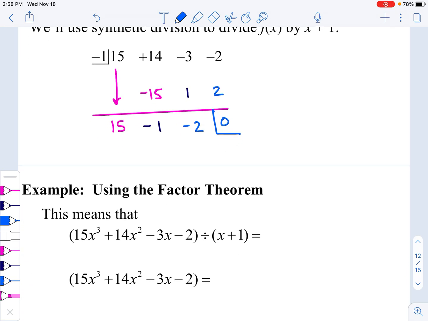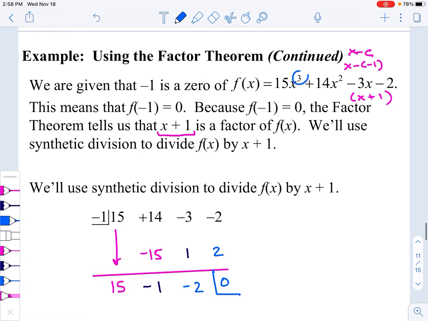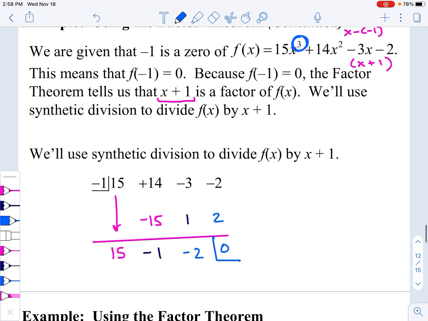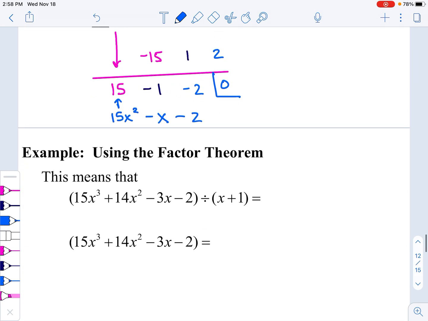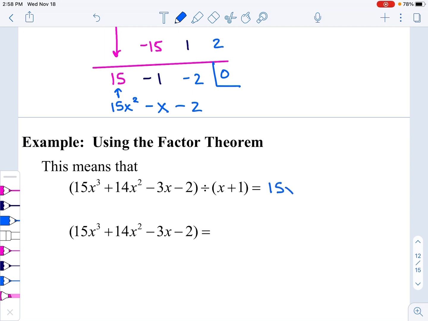So now this means that if we took our original polynomial function and divided by x plus 1, what does that leave us? Well, if I had x to the third power and divided by x to the first power, this 15 is going to be 15x to the 1 less than 3, which is 2. This is going to give us a minus x to the first power and a minus 2. That is what is left over once we did that division. So that gives us 15x to the second minus x minus 2.